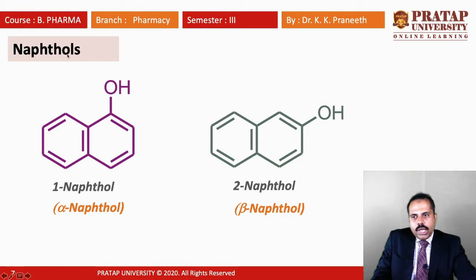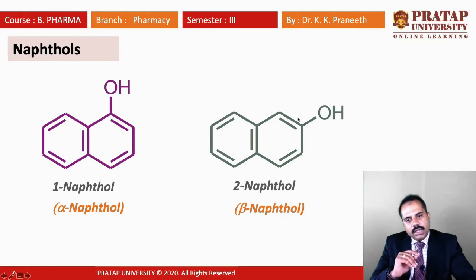Naphthol has OL in the name, meaning alcohol. Anything with an OL is an alcohol, so you can easily find out what it has. So naphthalene with alcohol, the OH group. You can see in the structure, 1-naphthol or alpha naphthol has a hydroxy group at the first position. And 2-naphthol has a hydroxy group in the second position. So these are the 2 types of naphthol derivatives of naphthalene.